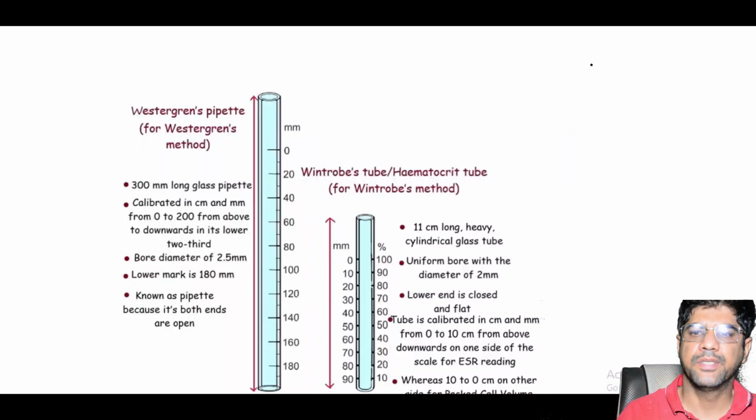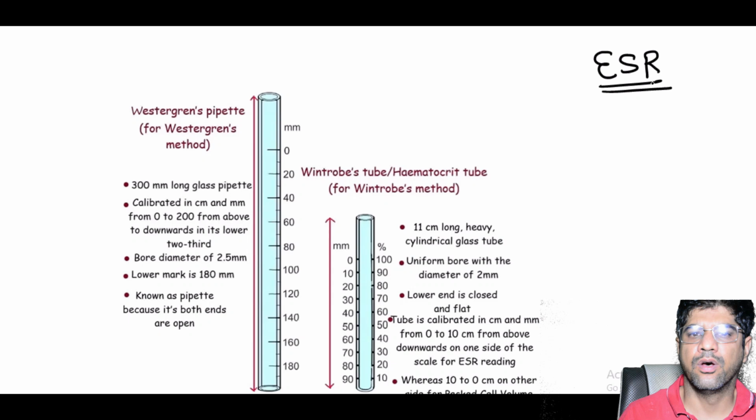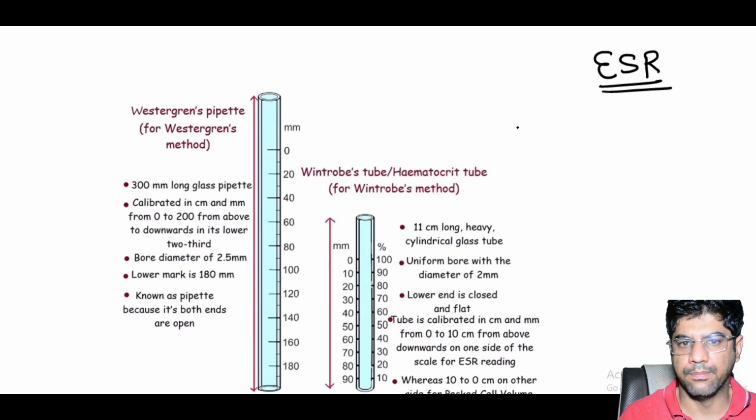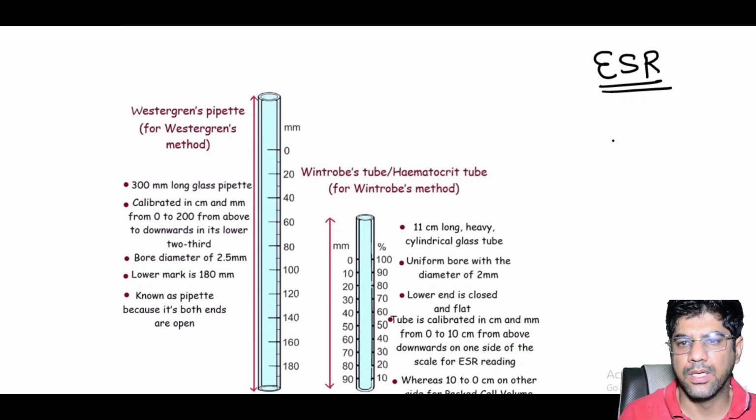So hello everyone, our today's topic is ESR. So what do you mean by ESR? Remember, ESR is a measure of the rate at which RBCs settle in a particular column of blood over a specific period of time. So what is ESR? ESR is basically how fast the red blood cells settle down in a test tube.